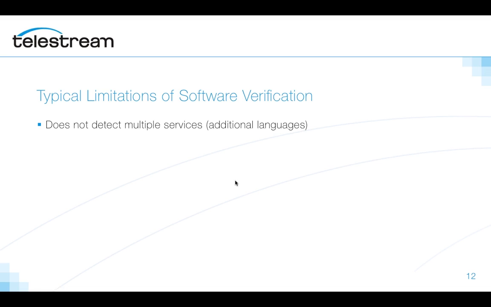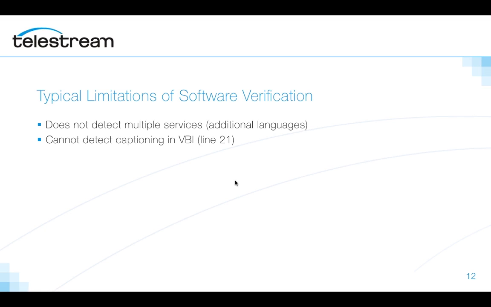It does not detect multiple services. So if you have more than one language in captioning, let's say you have English and French or English and Spanish, which many broadcasters do, and you check it with, say, QuickTime, and QuickTime can show you the captions, there's no way to check for other services. It's just going to give you the one language. So keep in mind that captioning is not limited to one language, and it needs to be verified for multiple languages.